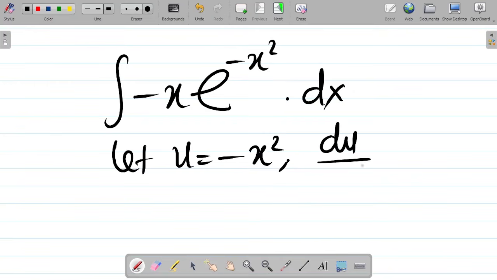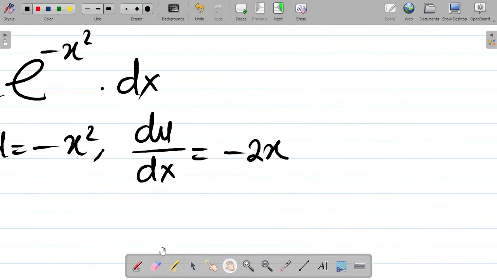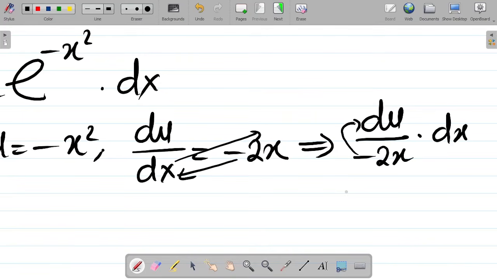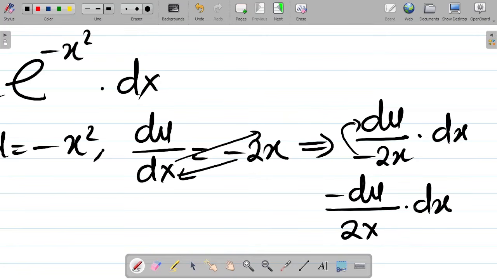What's du dx? du dx is equal to, if I differentiate negative x squared, minus 2x. Now make x the subject of the formula. This one goes down, the x goes up. It becomes du all over minus 2x, dot dx. Take the negative upwards, that becomes minus du all over 2x equal to dx.